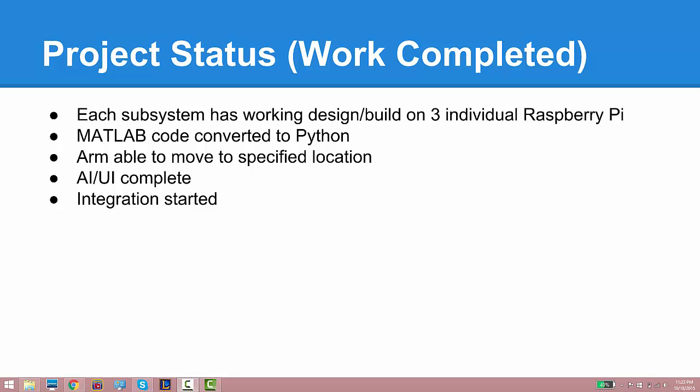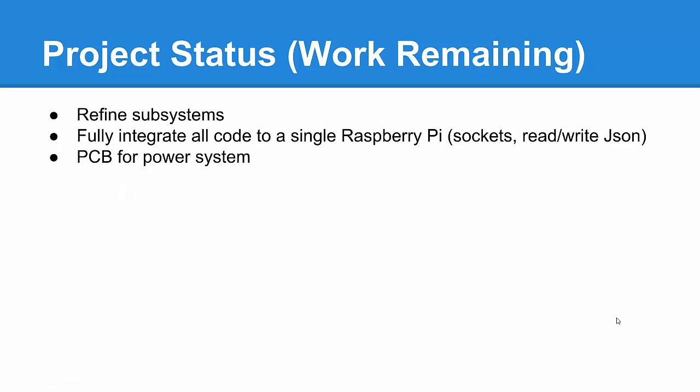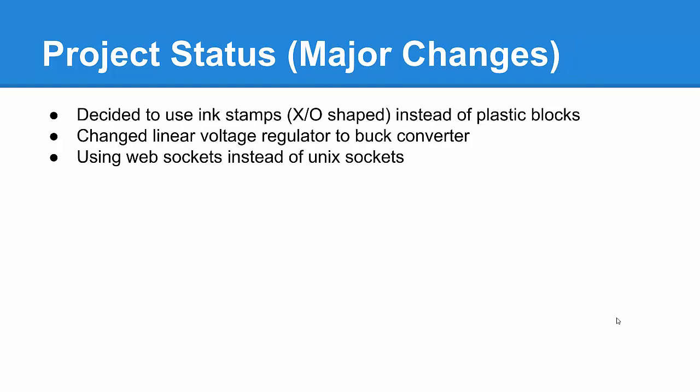Each subsystem has been designed and has a working preliminary build. The MATLAB image processing code has been converted to Python. The arm is able to move to specified locations, and the AI UI subsystem is complete. We have also begun integration via working sockets and reading and writing JSON files. Remaining work includes refining subsystems, fully integrating all code onto a single Raspberry Pi with working sockets in the Python code, and making the PCB for the power subsystem.